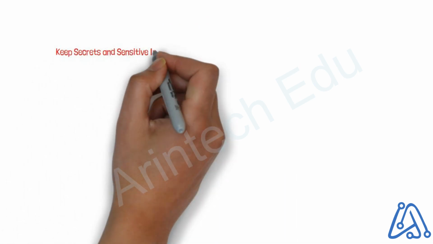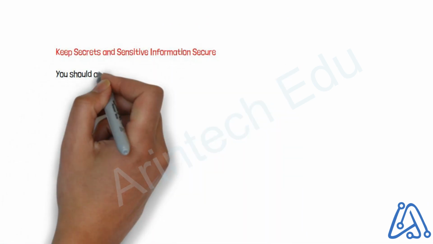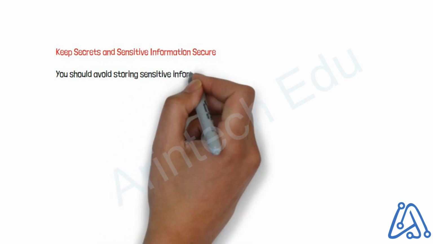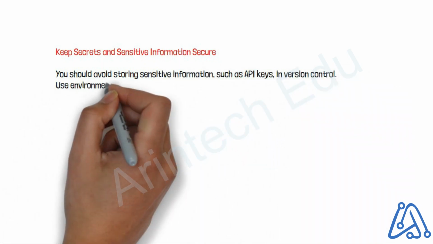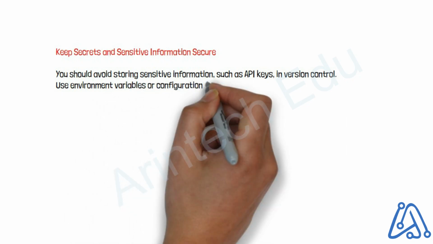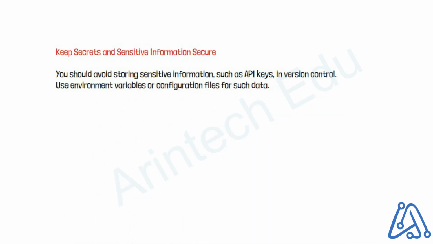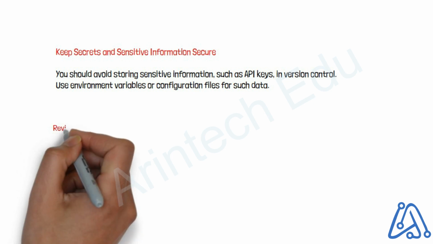Keep secrets and sensitive information secure. You should avoid storing sensitive information, such as API keys, in version control. Use environment variables or configuration files for such data.